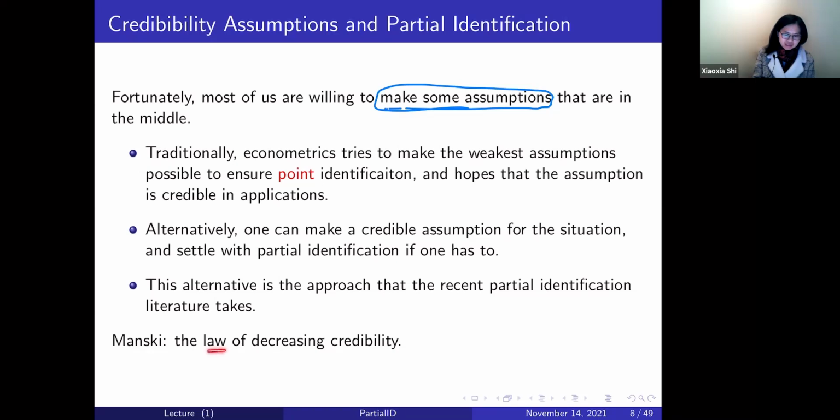I mentioned Manski's law of decreasing credibility because Manski observes that there is a trade-off between credibility of assumption and identification, right? So the stronger assumption you make, the more likely you're going to get a point identified model, but the strong assumptions are less credible. So how you achieve a balance is everybody's choice. As I say, traditionally, we aim for point identification, so the assumption needed might sometimes not be credible. The new partial identification literature takes the other approach: you try to ensure credibility of some assumption, but settle with partial identification.